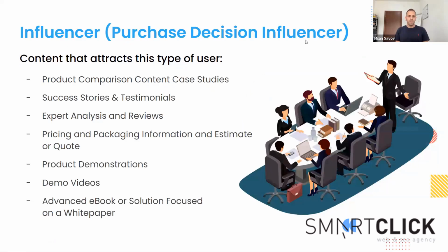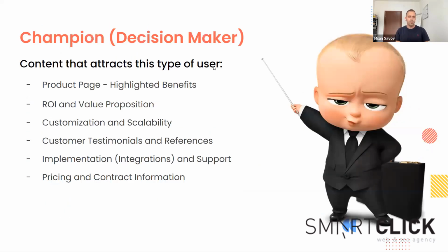The second type is the influencer, or the purchase decision influencer. To win over these people, your content should provide detailed insights and address their specific concerns. So you have to consider creating the following content types, like product comparisons, case studies, success stories and testimonials, expert analysis and reviews, demo pages, product demonstrations, and something like that in that range.